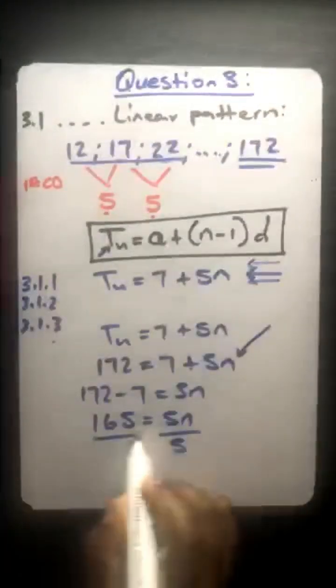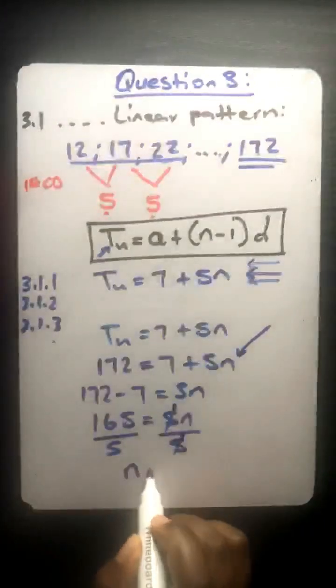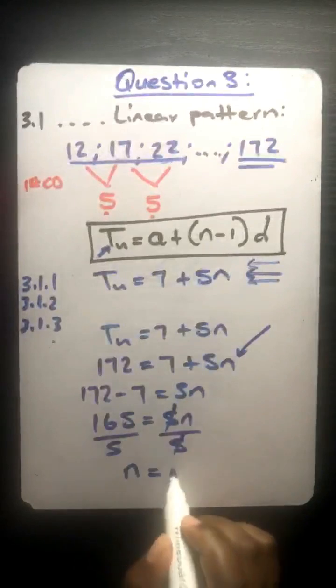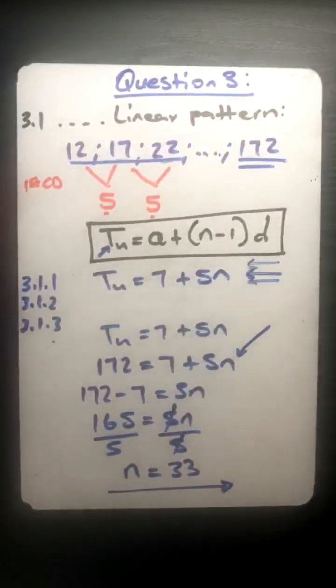And then obviously to remove that 5, you do that. Obviously you're going to have 33. n, which is equals to that 33. Is it everyone who's getting a 33?